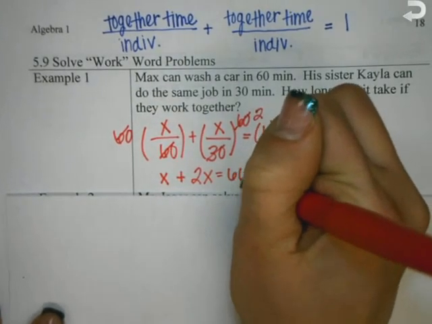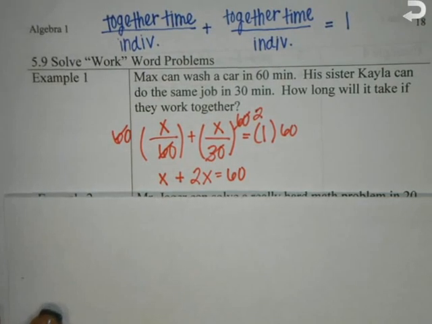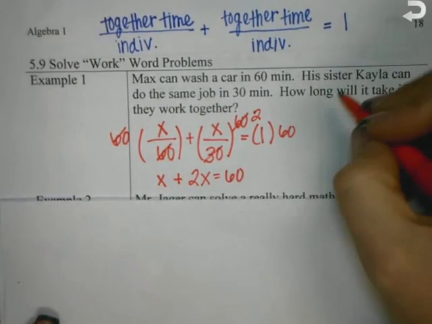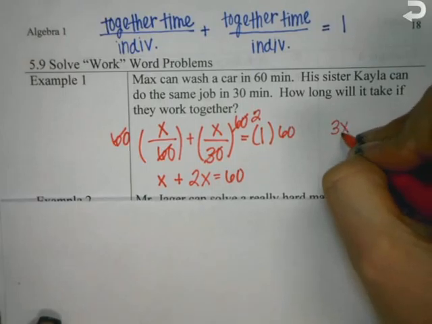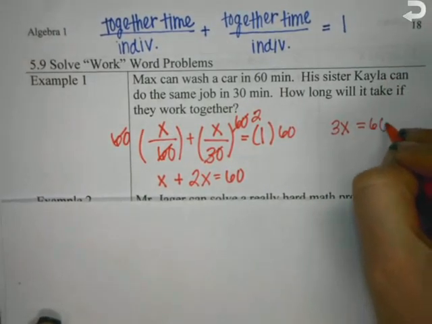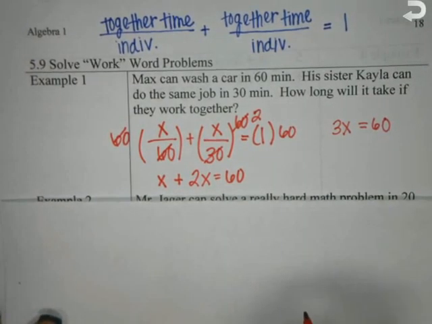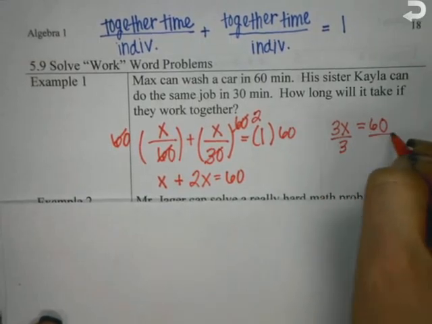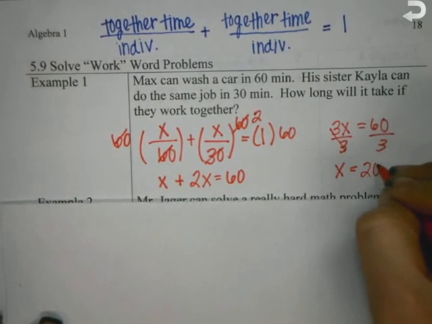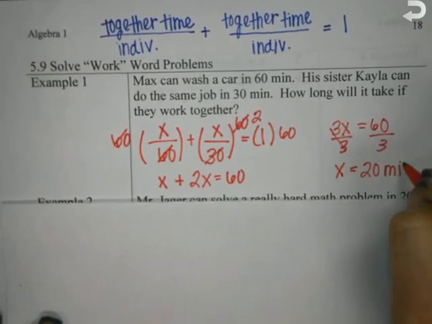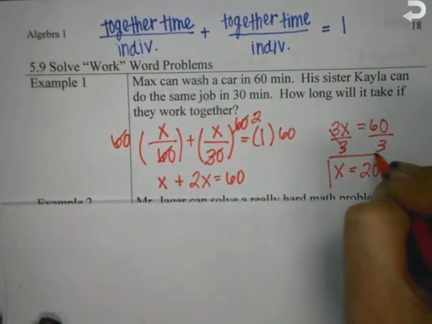Okay, let's solve for X. So X plus 2X gives me 3X equals 60. Divide both sides by 3. So I get X equals 20 minutes. So together, they can wash the car in 20 minutes.